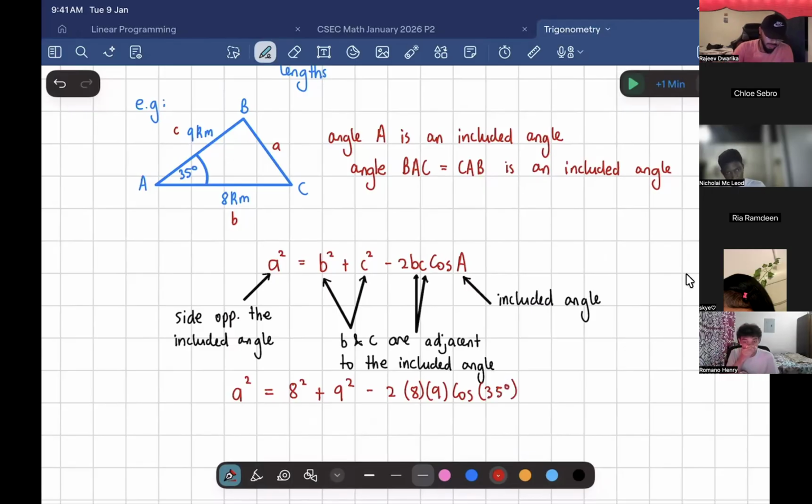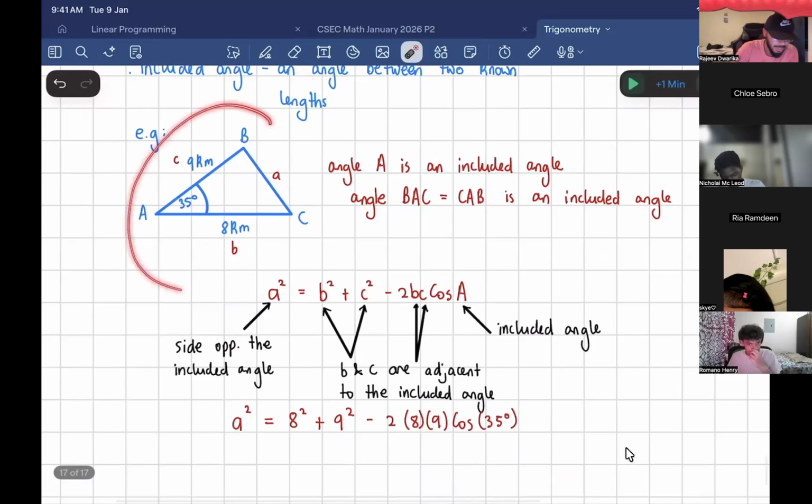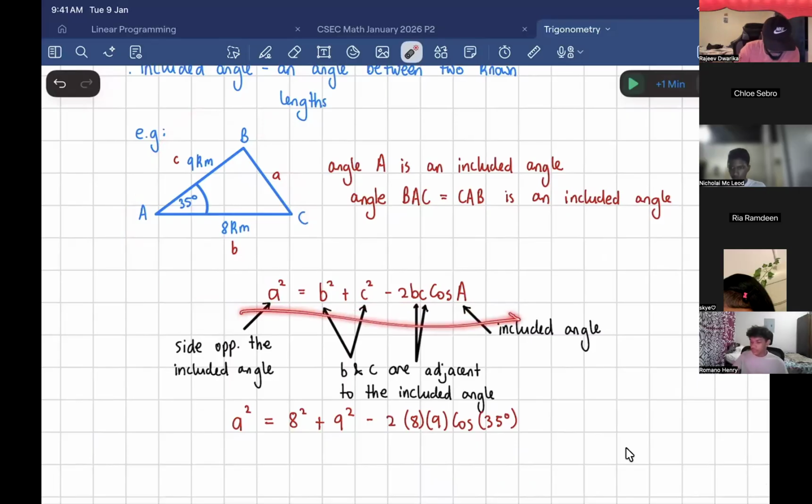Was there anybody that got really confused by the substitution? Yes or no, guys? Talk to me. All right, Chloe, did you understand how I labeled the diagram? Yes, sir. All right, so Chloe, this is the formula, right? When you're using the cosine rule, this is the formula. So did we know what length A was?